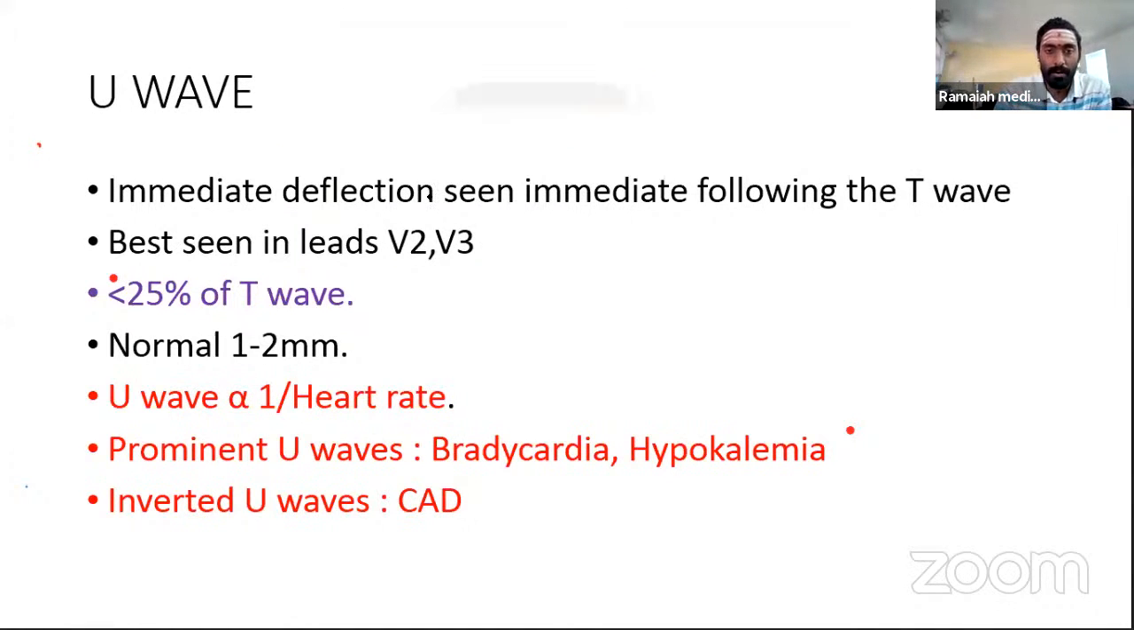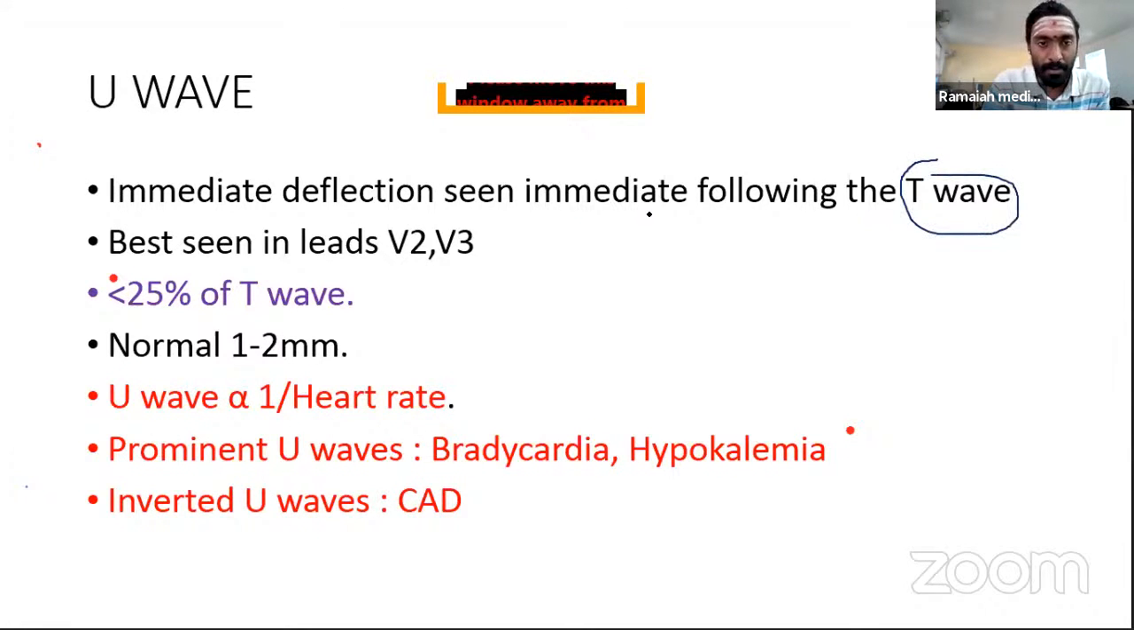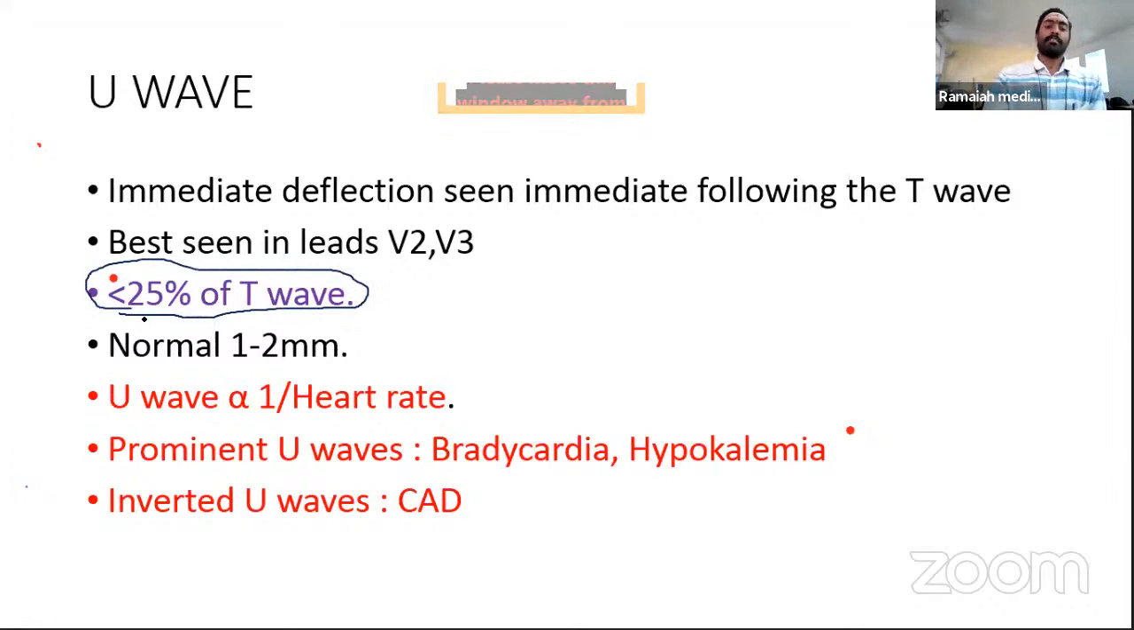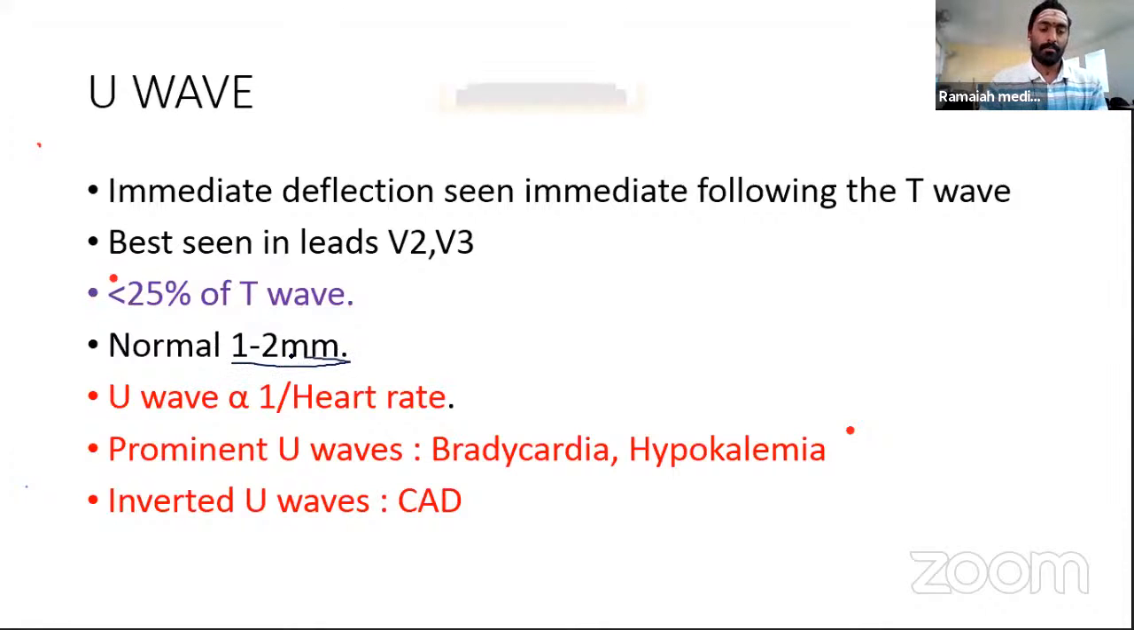In the middle portion of the myocardium, there are M cells. That activation is called the U wave. But they're all hypotheses. We really don't know what causes the U wave as of now. But remember that it is a positive wave seen immediately after the T wave, and very important, the deflection is less than 25% of the T wave, and usually less than 1 to 2 millimeter. So this is the normal height of the U wave.